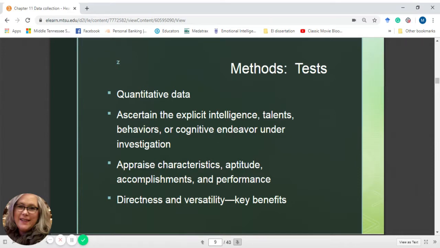So with our testing methods, a test is really a quantitative data collection mechanism. And we can do that with emotional intelligence, IQ, talents, GREs, what else? All different kinds of testing that we can do, and we get lots of information. We can appraise the aptitude of folks and things like that. So look at that as far as testing goes.